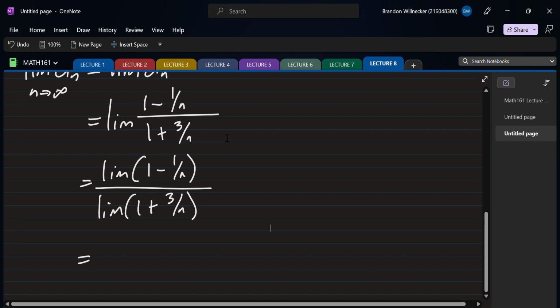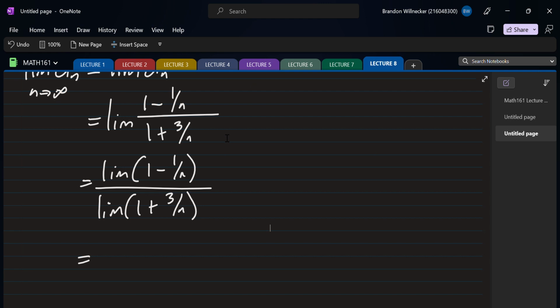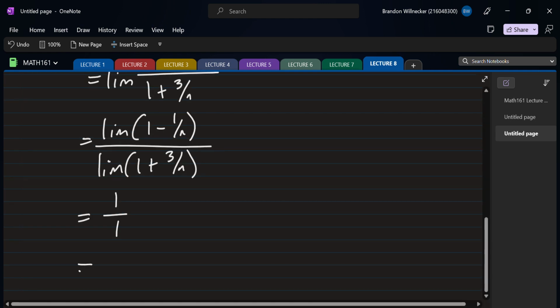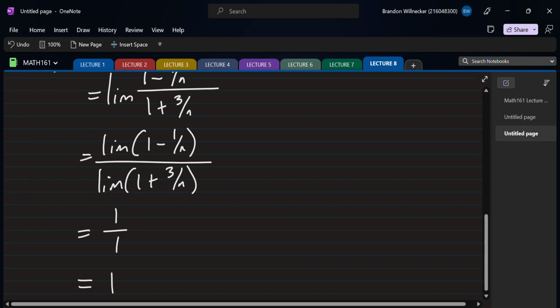Let's continue. So in the top we have 1, in the bottom we have 1, so we're going to have 1 over 1, and that's just 1. Okay, so for our first limit we see that this is 1.